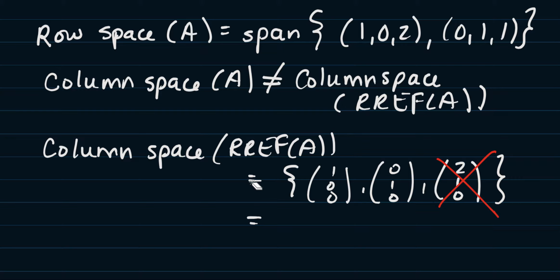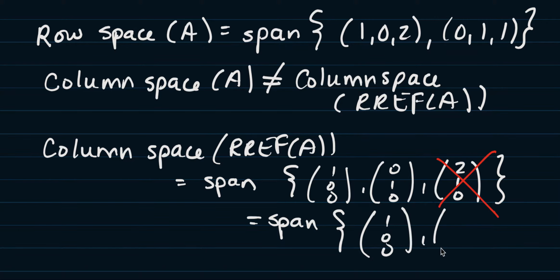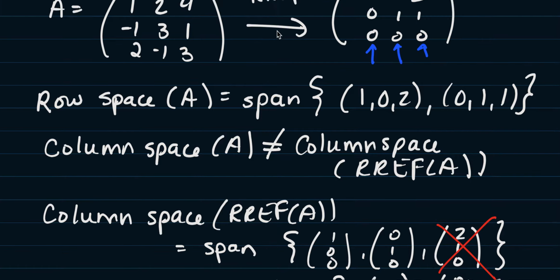So make sure you put span there, because it's not just these 3 vectors. It's the span of these 3 vectors. This is equal to the span of just these 2 vectors, because I can get the third one from the 2. That being the case, let's look at this.